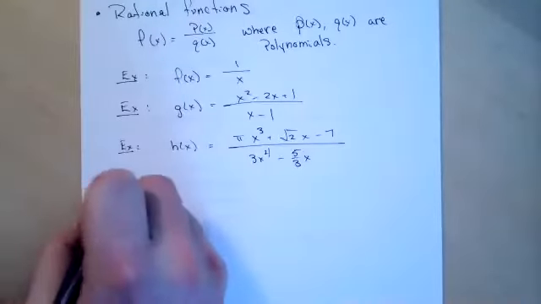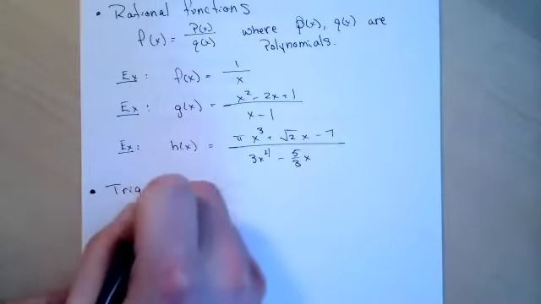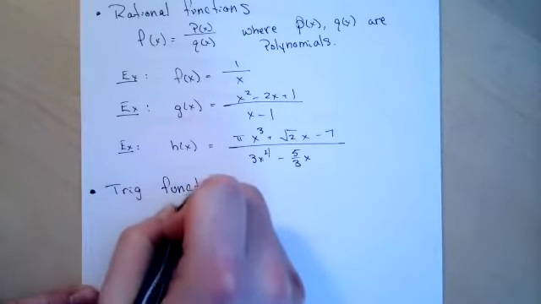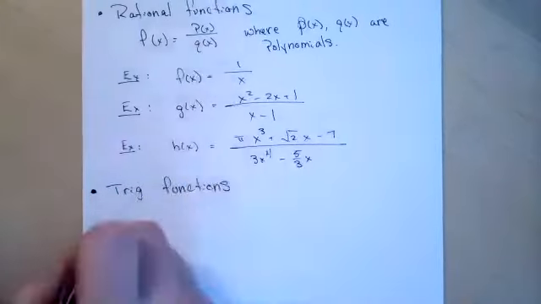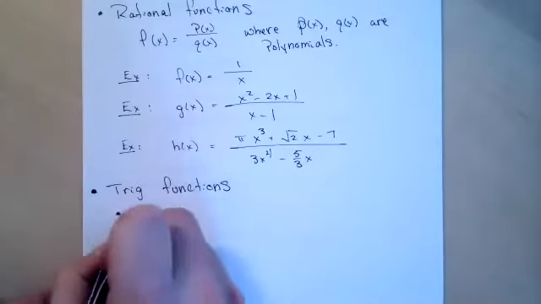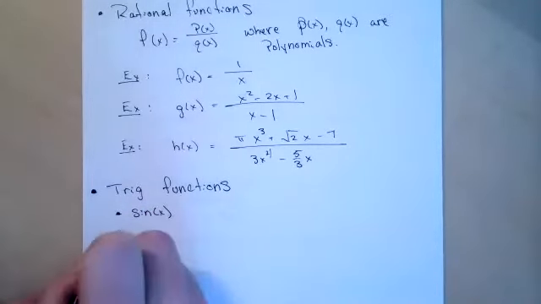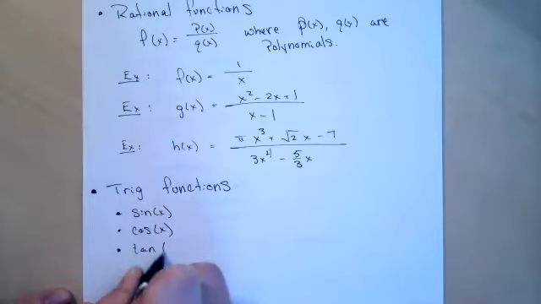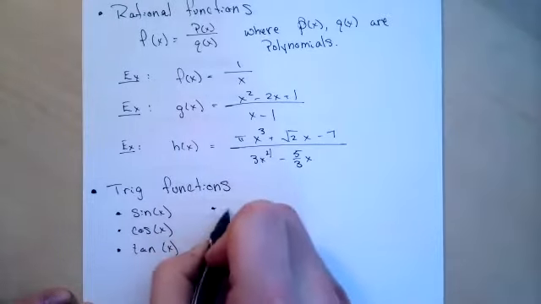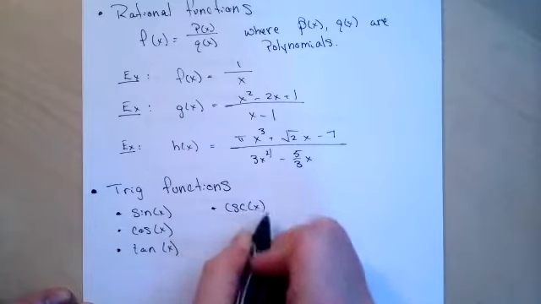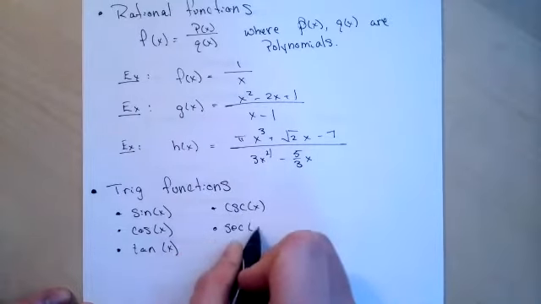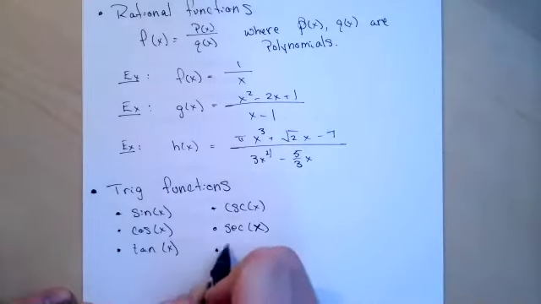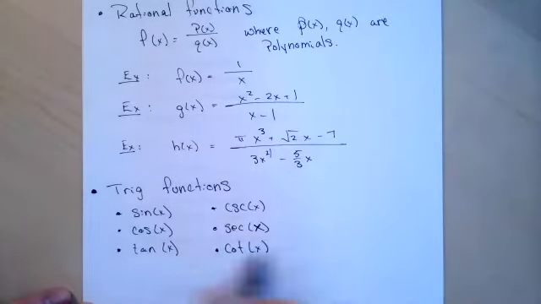So our trig functions, we went over on Monday and Wednesday. And so we have sine of x, cosine of x, tangent of x, cosecant of x, secant of x, and cotangent of x. I do like to keep them in this order.